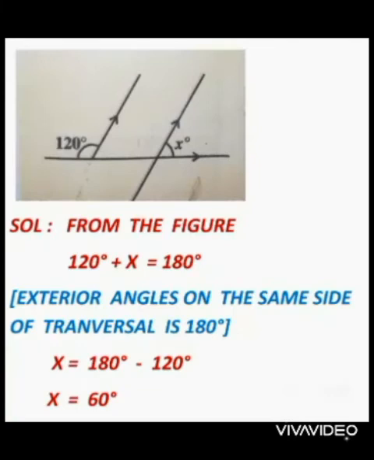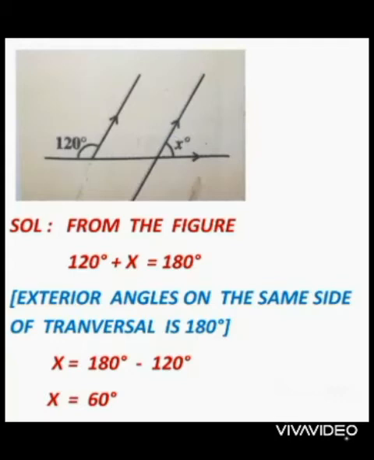Okay children, let us move to the solution. You observe the figure here, children. They have given, we see these two are the parallel lines, and this is a transversal. Here x degrees and 120 degrees are what here, children? Exterior angles, isn't it?